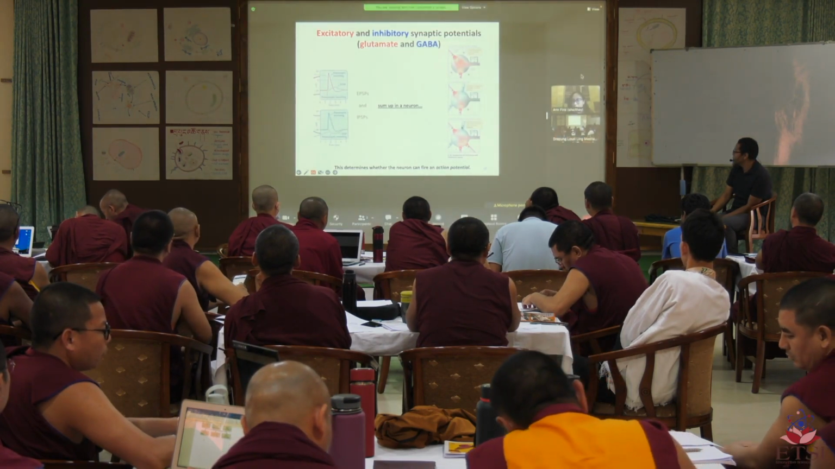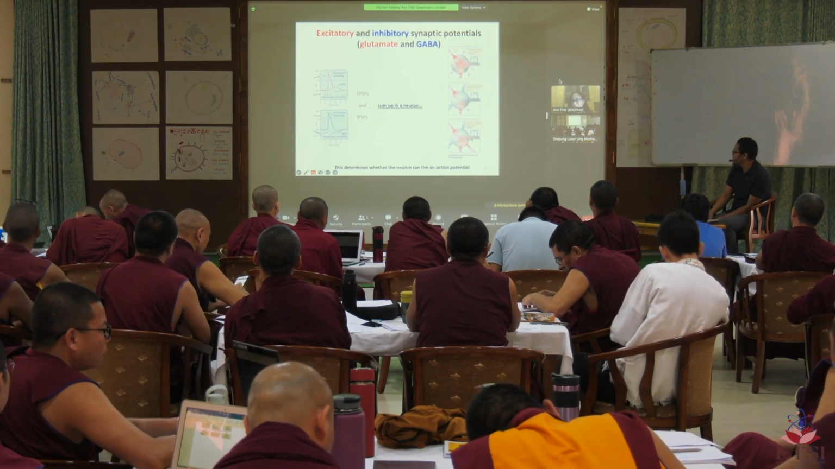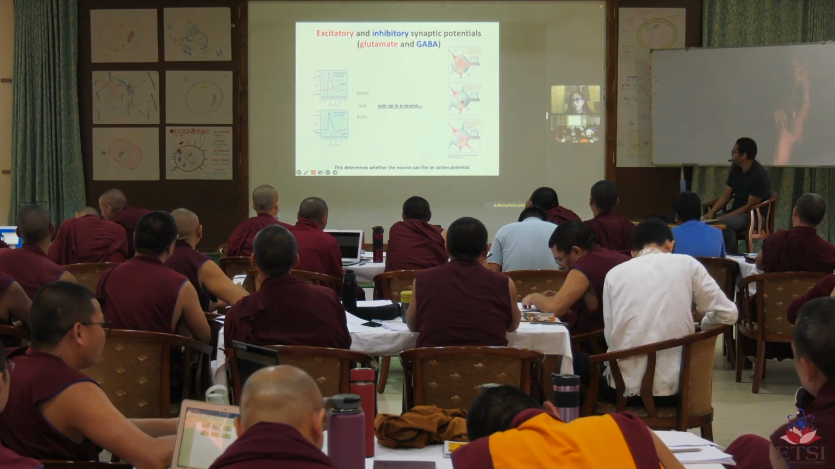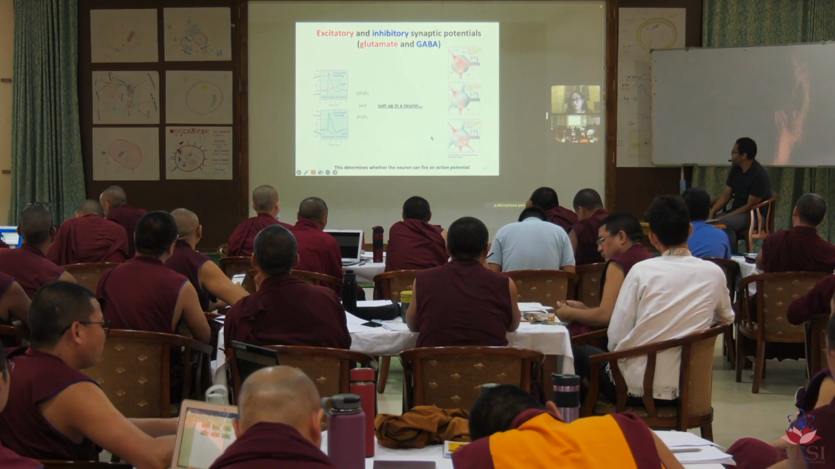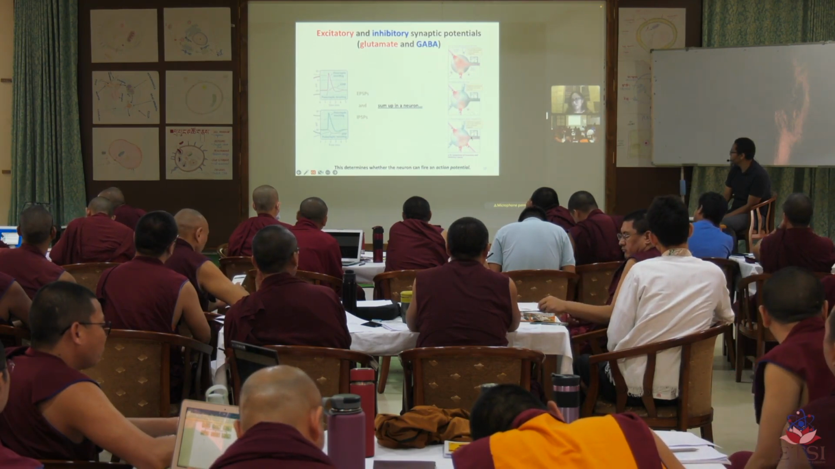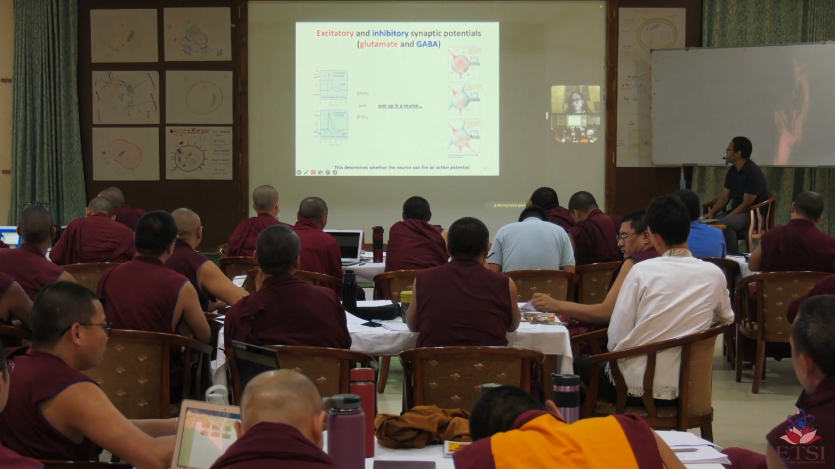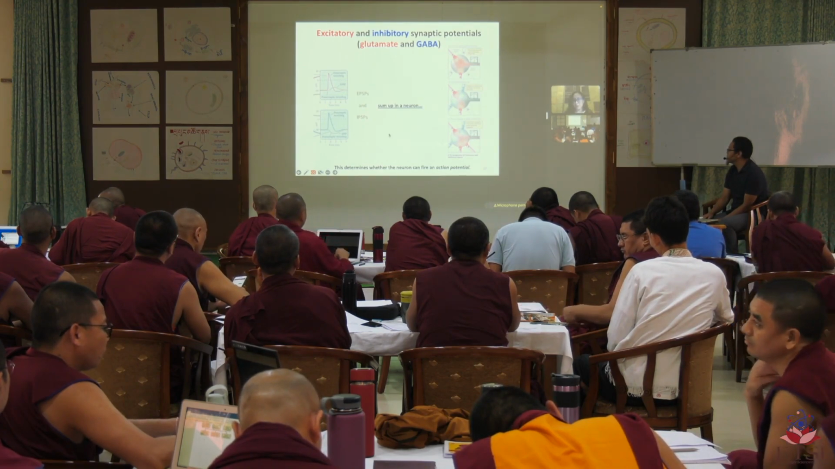So here, if you put more excitation in, you'll probably fire an action potential because it overcomes the inhibition. So it's really, do you have enough excitation to get the axon hillock over the threshold to make a spike?